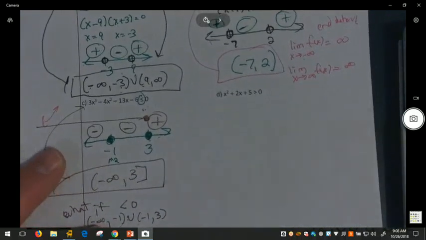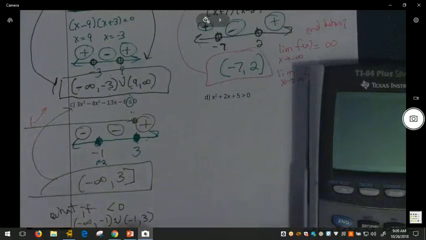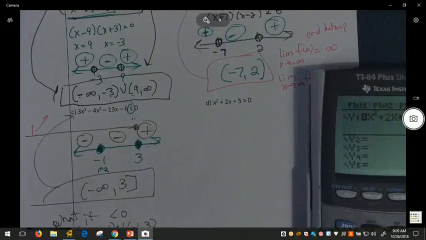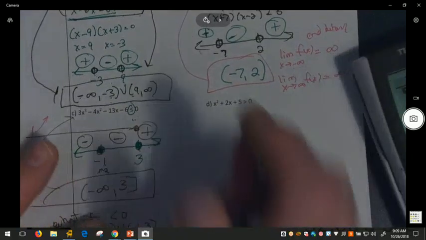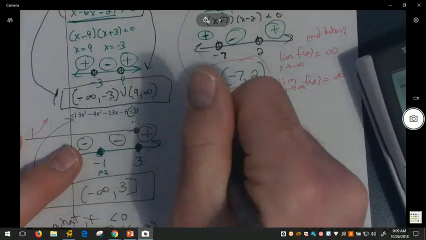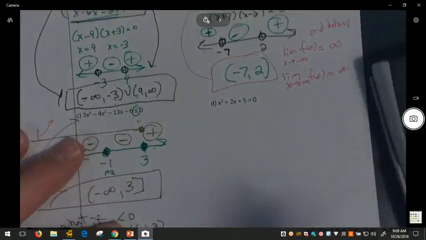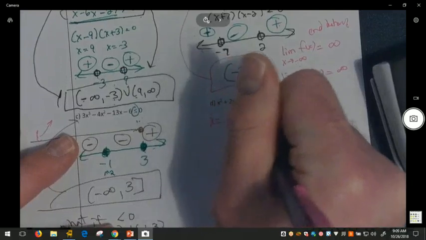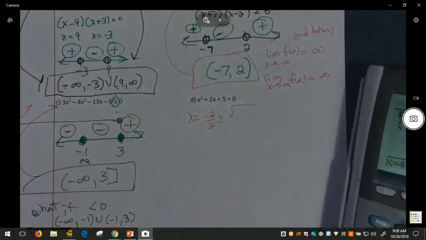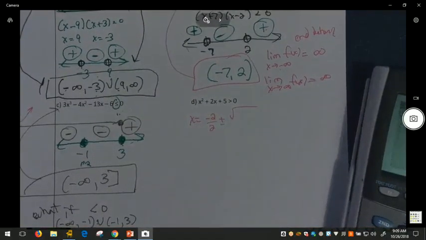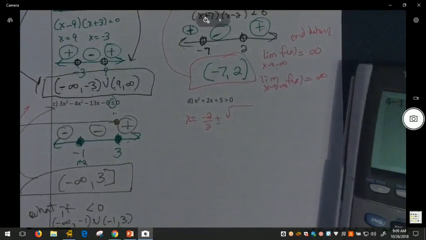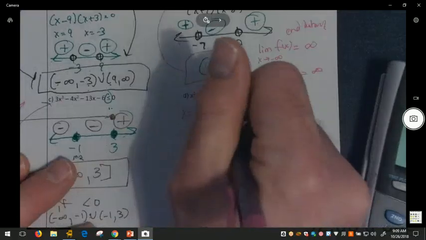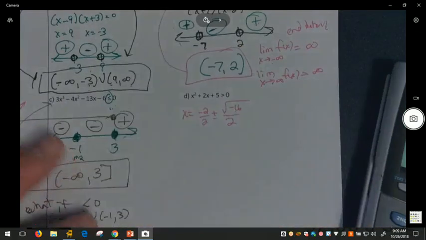Letter D. We have another quadratic. Let's take a look at this one. We've got x squared plus 2x plus 5 already equal to 0, or greater than 0. This one is also not factorable, so I'm going to do the quadratic formula to solve it. Opposite of 2 over 2 plus or minus the square root of 4 minus 4 times a times c, which is negative 16, also over 2 times 1.